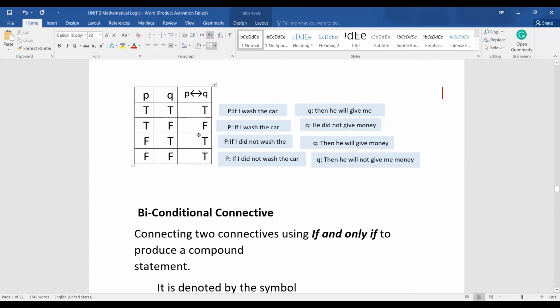The answer should be false, but it's actually true because it depends on the second statement. If the second statement is true, then it would give us a true value for the whole compound statement. It's a little confusing in here. Yeah, I know it's a little confusing.